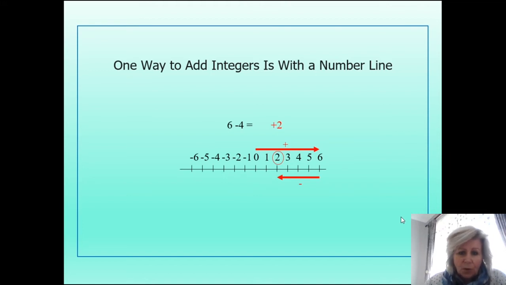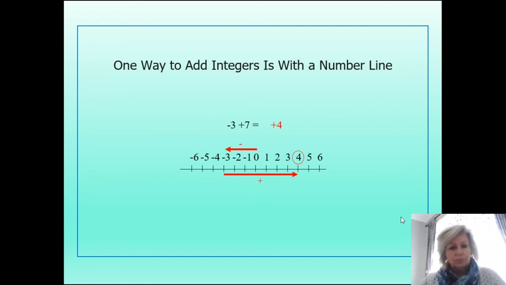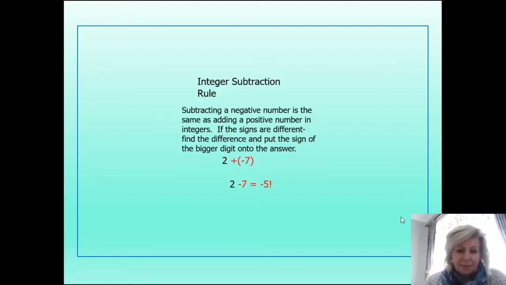6 minus 4, start on 6 and you minus 4 from that. To the left, you end up on 2. Right, 3 minus 7. Start on 3, 0 to 3, then left by 7 places, you end up on -4. Okay, -3 plus 7. Again, we start on -3. Now I'm going +7. Move to the right, 7 places, I end up at 4.